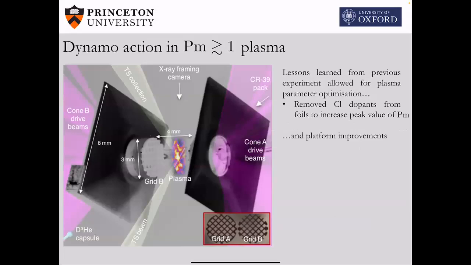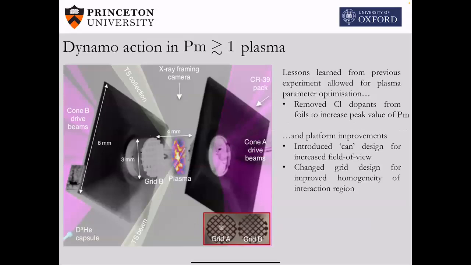We also made a number of platform improvements. We introduced this can design instead of the rods that we had before. This increased the field of view. We changed the grid design and increased the open fraction of the holes compared to the size of the rods, because the simulations indicated this would improve the homogeneity of the interaction region, and thankfully the simulations were correct in this regard. And finally, thanks to the experience gained from the previous experiment, we had a very good idea of when the collision occurs, and this allowed us to maximize the quality of the data we were collecting and thereby obtain time-resolved measurements of the evolution of various different plasma properties.